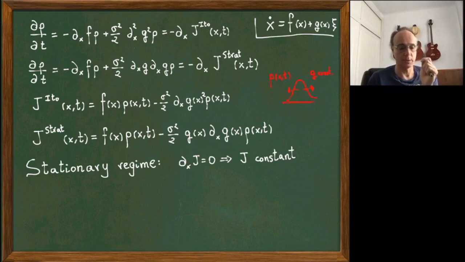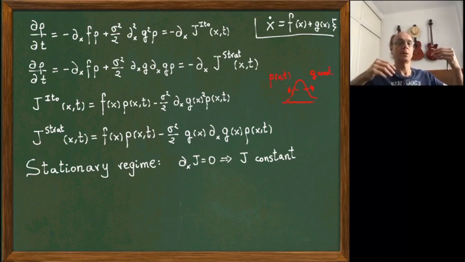If you integrate this equation in a spatial interval between a and b, the change in the total in this integral is the current in b minus the current in a, or depending on the sign. So constant current means that every probability that enters into the interval also gets out of the interval. This is the idea of a continuity equation, and the stationary solution must be of constant current.